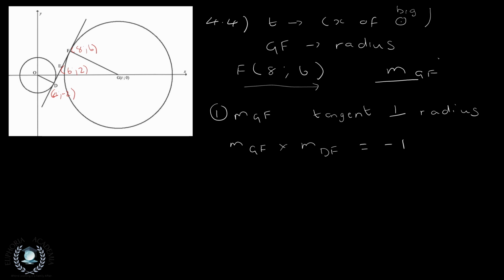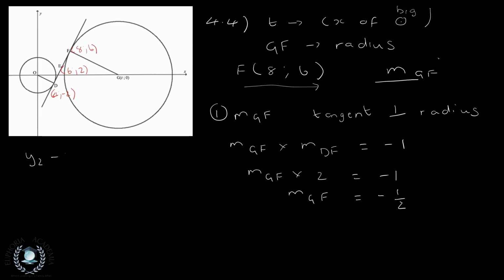Now we don't know the gradient of GF, that's what we're trying to find. The gradient of DF we found in the previous question when we wrote the equation in the form y is equal to mx plus c. m is the gradient and our m was 2, and by virtue m_GF will be equal to negative half. Now we're going to use the gradient point method to find what our t value is. So let us write the equation.